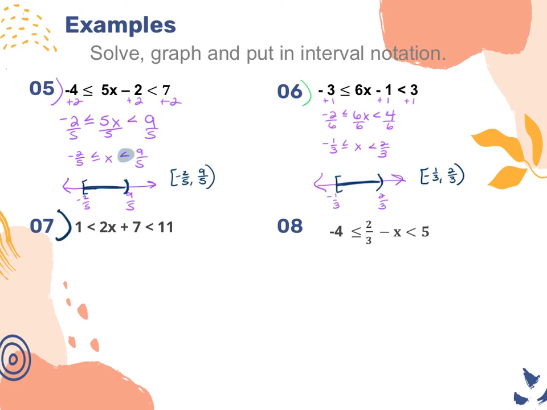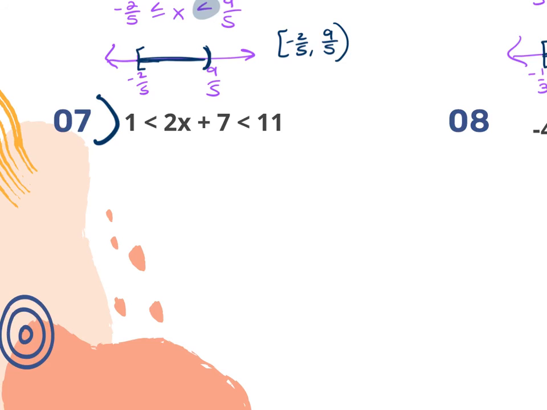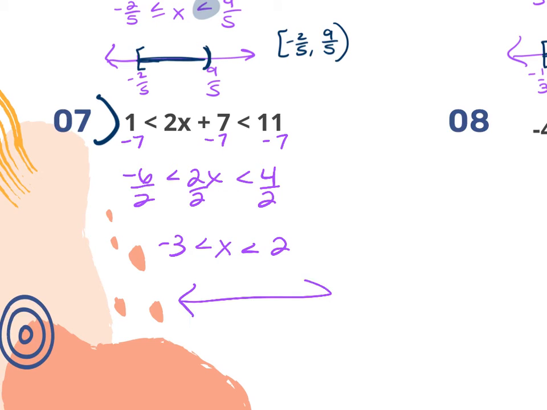Number 7, I'm going to subtract 7 in all 3 spots. -6 less than 2x, which is less than 4. Divide by 2. -3 less than x, which is less than 2. Parentheses on both the -3 and the 2. Shaded in between. -3, 2 would be my interval notation.